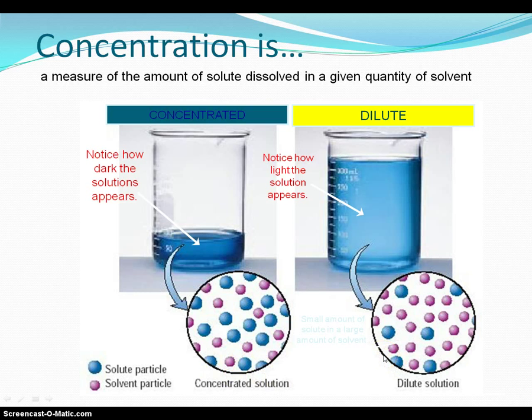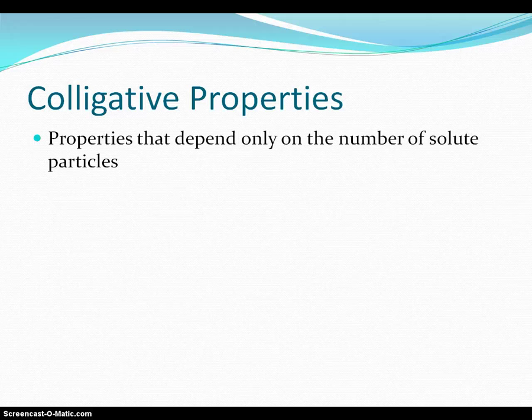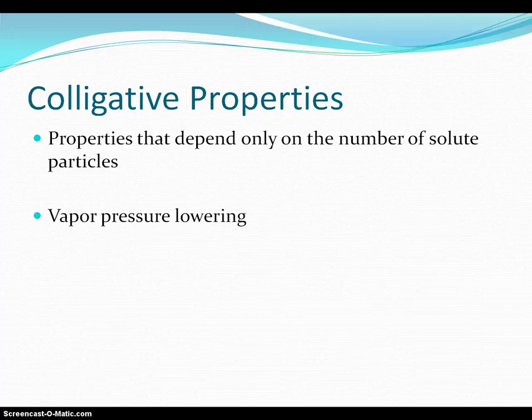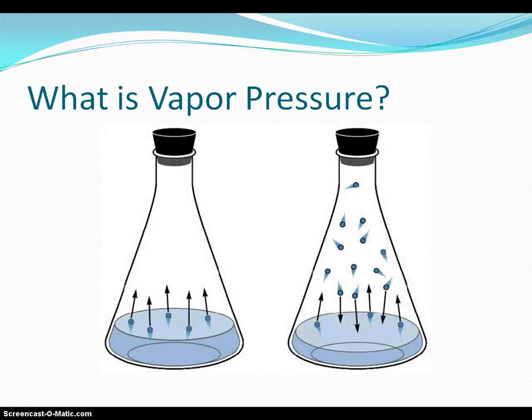Now, the concentration of a solution also affects how that solution behaves, and the properties that it has as a result of the solution concentration are called colligative properties. So they're properties that depend on the number of solute particles that are present. And the three colligative properties that I'm going to talk about are the lowering of vapor pressure, the elevation of boiling point, and the freezing point depression.